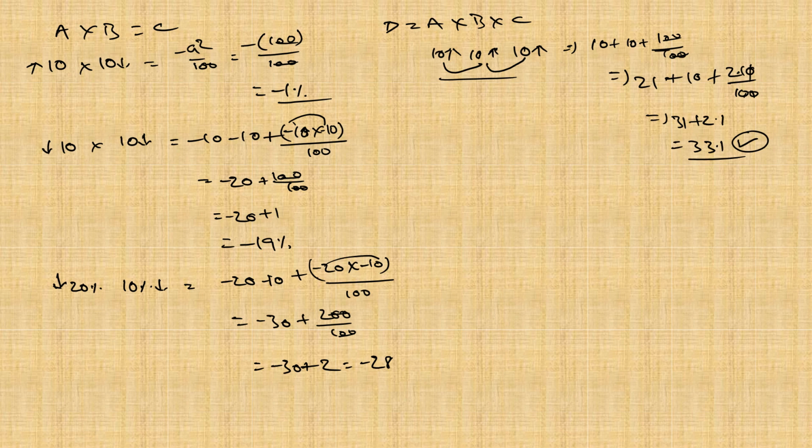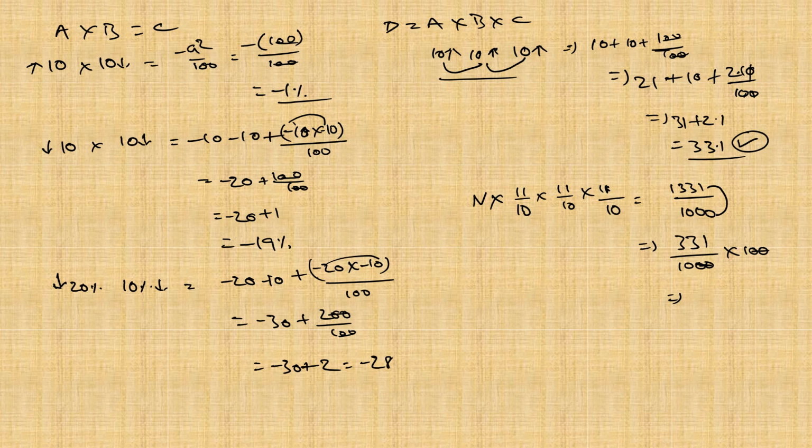Or you can do another method. Let the number be n, increased by 10%. Before it was 10, now it is increased by 10%, increased by 10% again, increased by 10% again. The resultant number is 11 cube, that is 1331 divided by 1000. There is an increase of 331 upon 1000 into 100. To know the percentage, 2 zeros get cancelled, and if you point the decimal before one digit, the answer is 33.1%, which is similar to the last method.